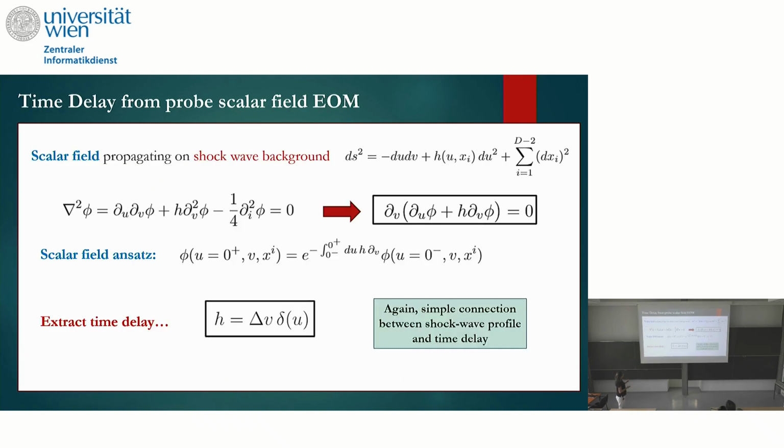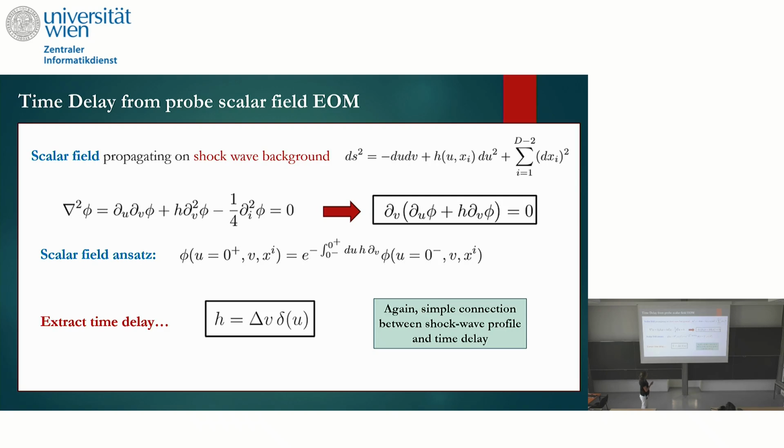Okay, so another way to extract a time delay would be to study a scalar field propagating on this background. If you do that, the equation of motion for the scalar field, after you ignore these spatial derivatives that are not as important as the derivatives along the u and v directions, light-cone coordinates, you get some simple equation of motion from which, after you do a baby integral, you can recover, again, the time delay. And once you extract it, you find the same simple relationship between the profile of the shock wave and the time delay. So this procedure is somewhat generic.